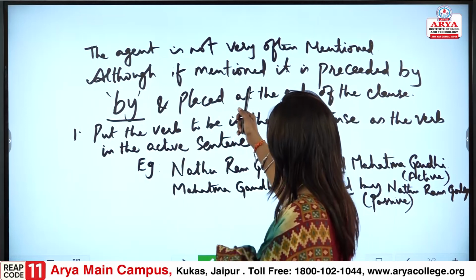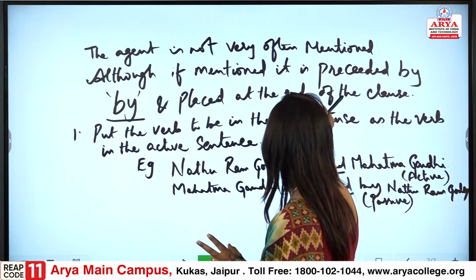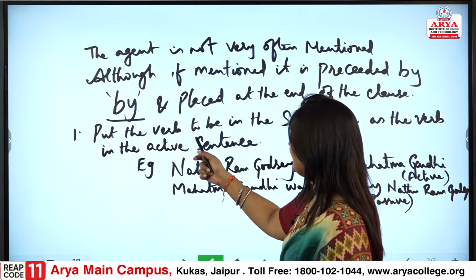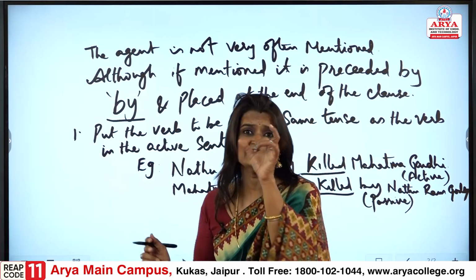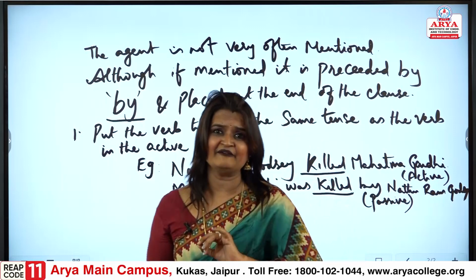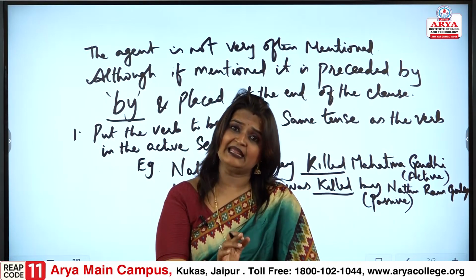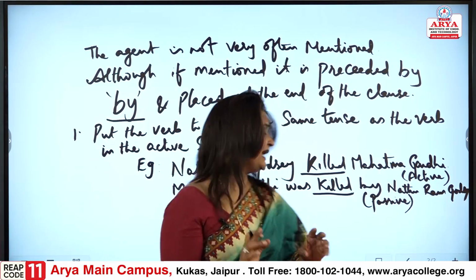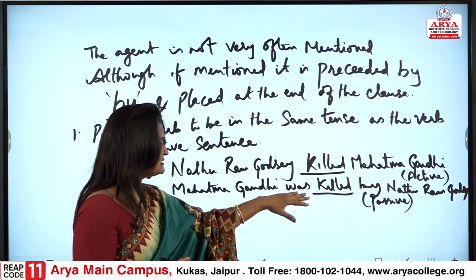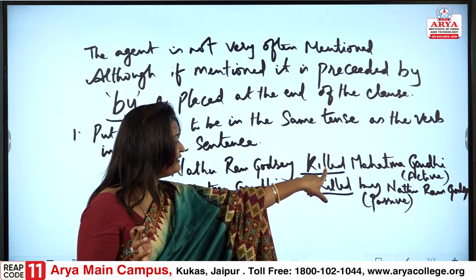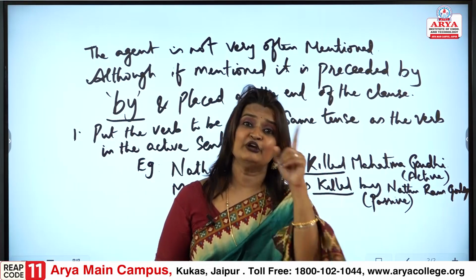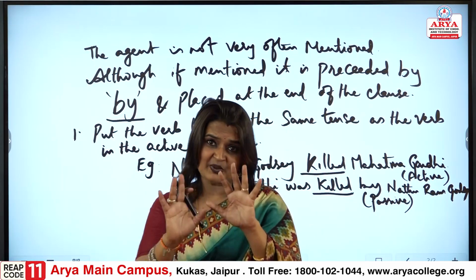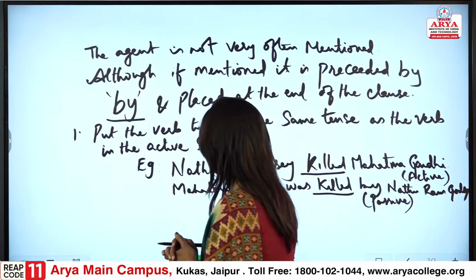What they have mentioned here is that we need to put the verb "to be" in the same tense. The verb we have used is "kill", and the form we have used is "killed". Again, "killed" will remain the same. Over here we have used "was", which is a different thing, but we have changed it accordingly. So please take care of this part. This is very important and needs to be understood.